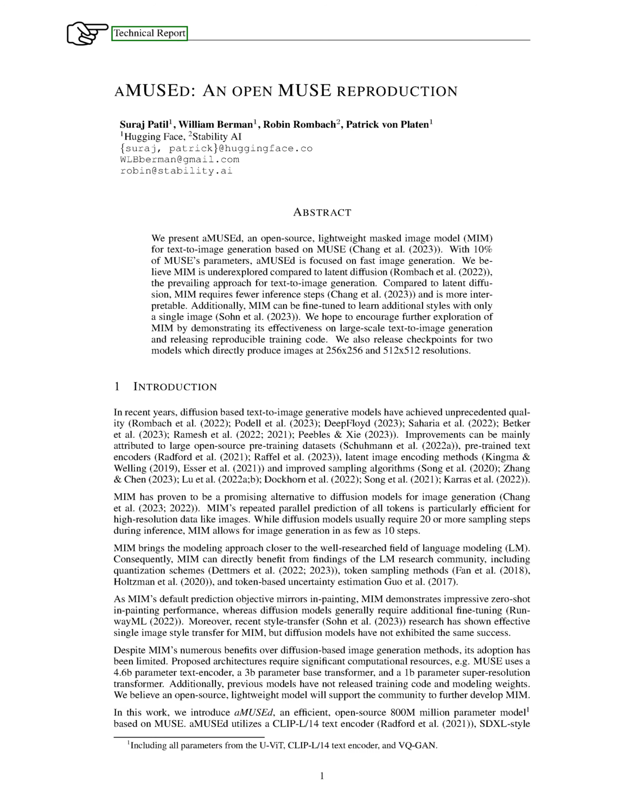Section 1 Introduction. In the past few years, we've seen a significant improvement in the quality of text-to-image generative models, thanks to advancements in diffusion-based techniques. These improvements are largely due to the availability of large open-source datasets for pre-training, better text encoders, improved methods for encoding latent images, and more efficient sampling algorithms.